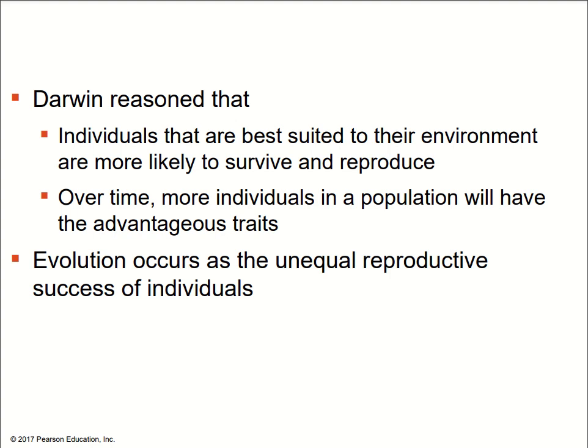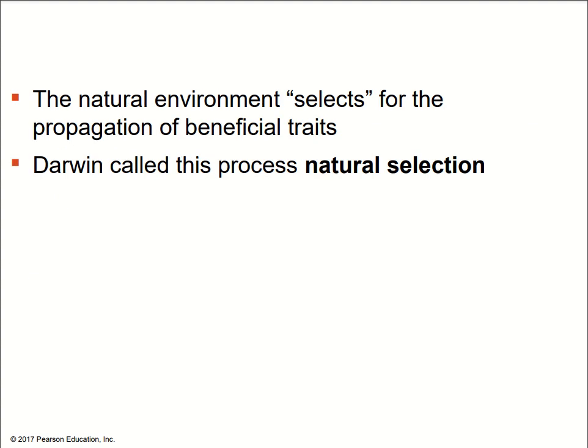Evolution occurs as the unequal reproductive success of individuals. The natural environment selects for the propagation of those traits, though it should be mentioned that evolution does not always result in beneficial traits, but the ones that are beneficial are what help an organism survive. Now, Darwin called this particular process of beneficial traits having a better likelihood of being passed on natural selection.